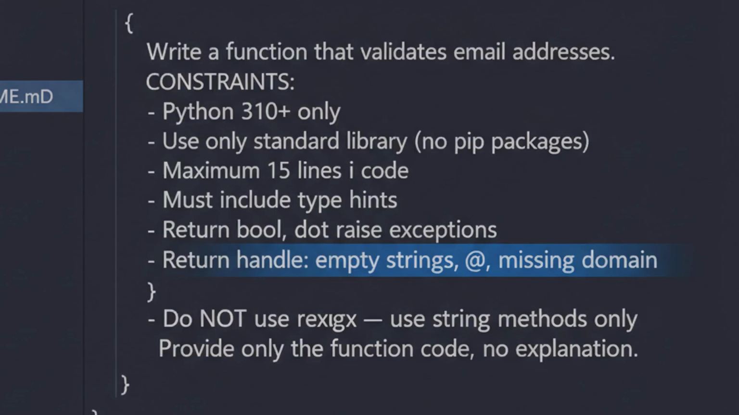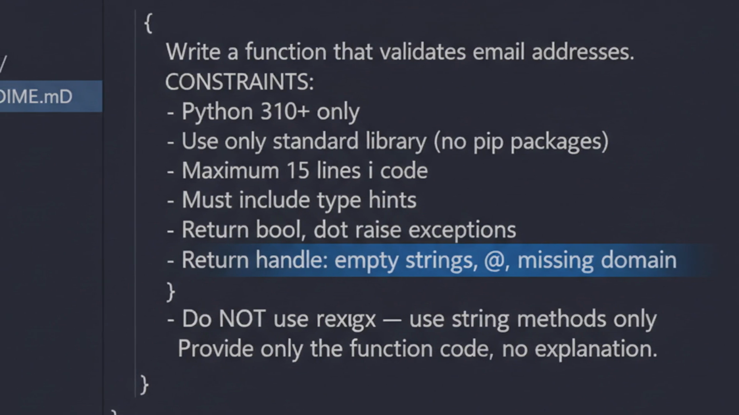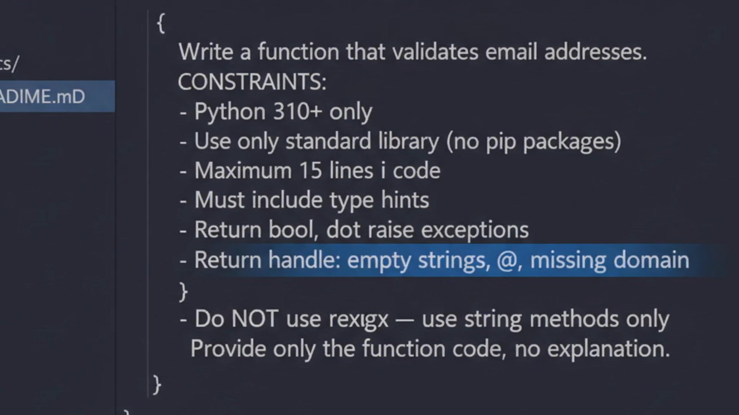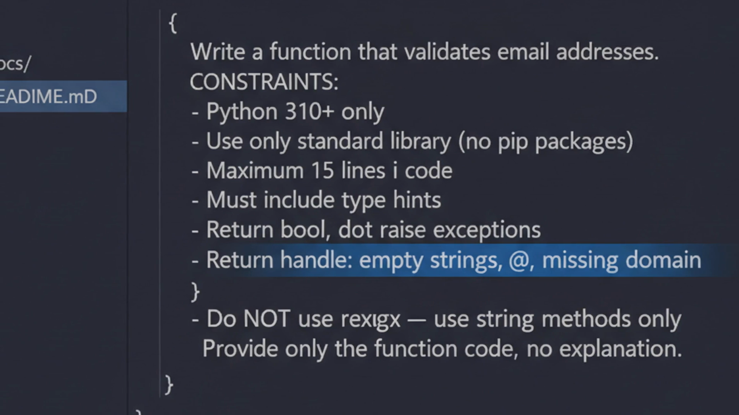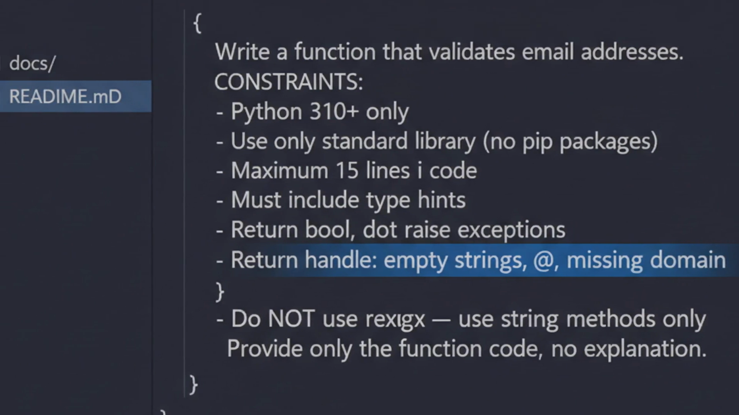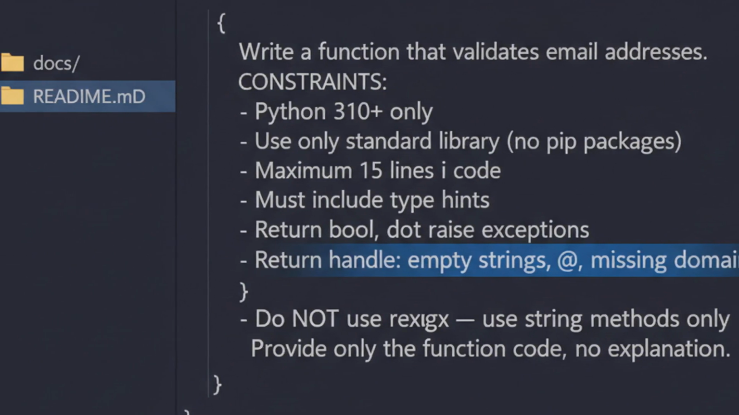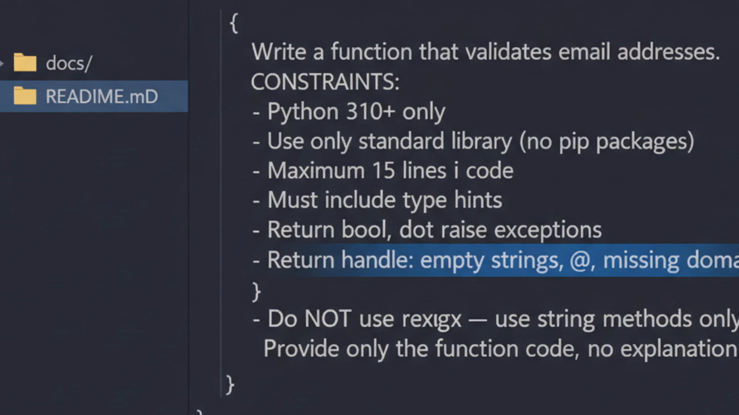Pattern 5. Constraint injection. This is about telling the model what not to do. Constraints focus the output. Write a Python function is okay. Write a Python function using only standard library, no classes, under 20 lines with type hints is better. Constraints eliminate the vast space of possible outputs and guide the model toward exactly what you need. Think of constraints as guardrails, not limitations.